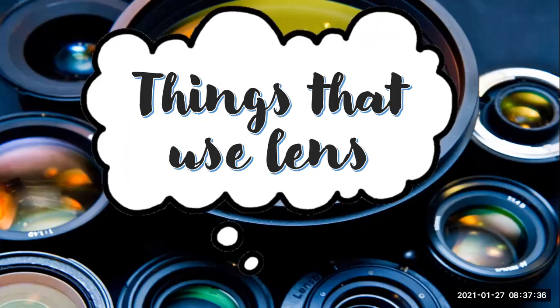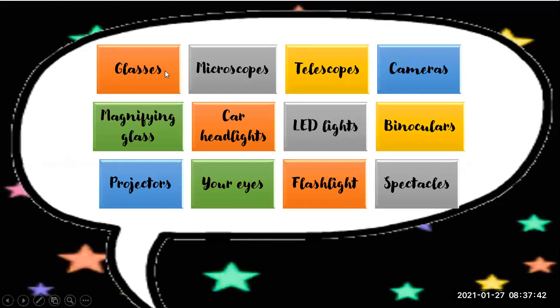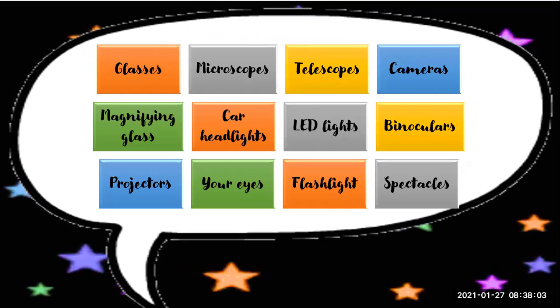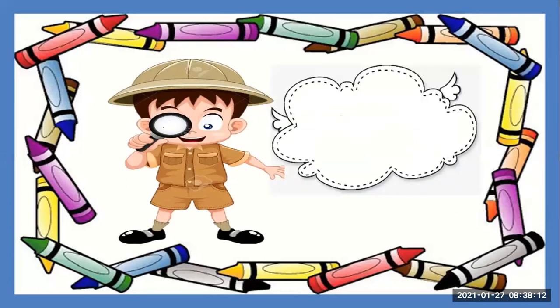This is how we use the lenses. Now here come some of the things which use lenses. Here I have written some of the names in front of you, that includes spectacles or glasses, microscope, telescopes, cameras, magnifying glass, car headlights, LED lights, binoculars, projectors, your eyes, flashlights. Apart from these things, you can find out many other things which use lens. Afterwards, we are going to learn about the next topic of our chapter, which is magnifying glass.